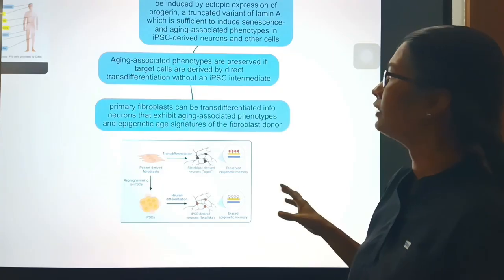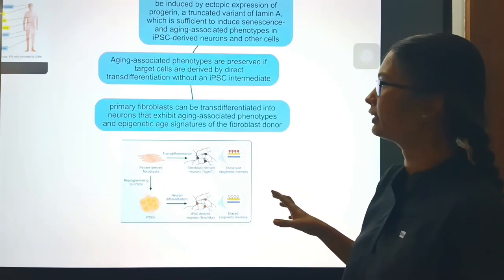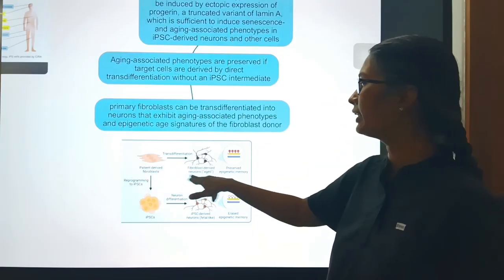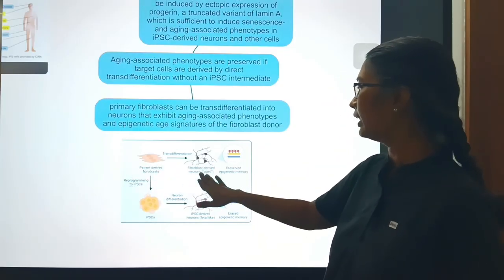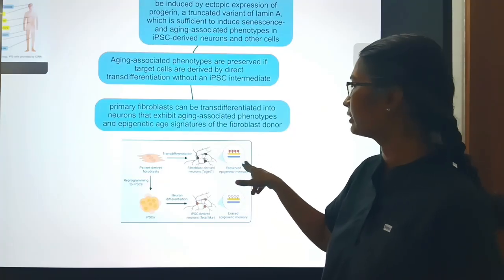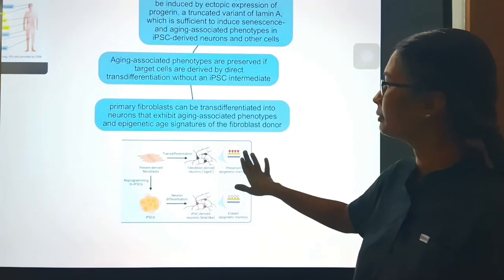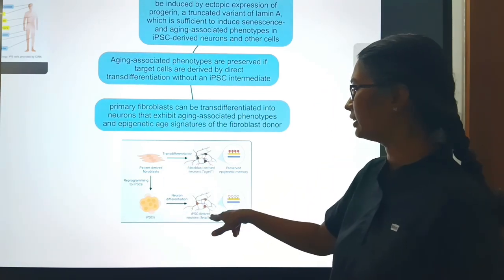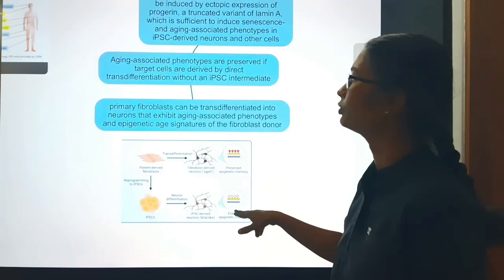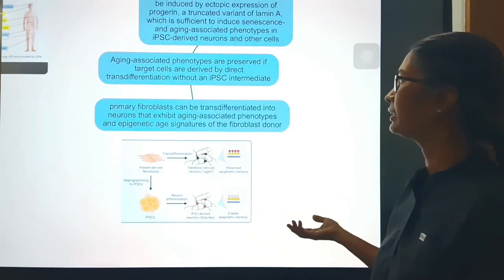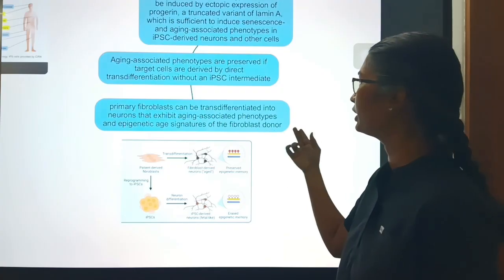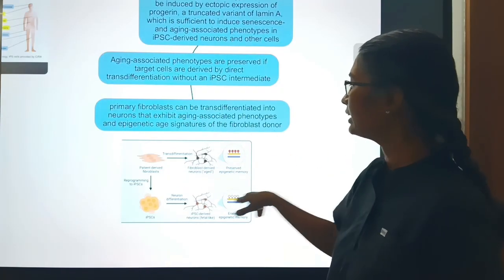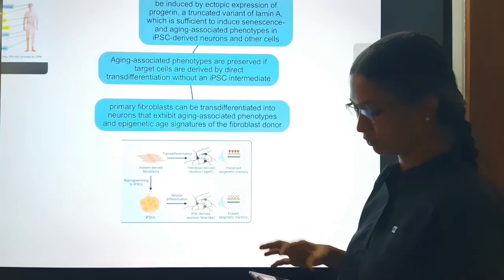Aging-associated phenotypes are preserved if target cells are derived directly from transdifferentiation without the iPSC technique. So when we take a fibroblast and directly transdifferentiate it into another lineage, the epigenetic factors are retained and the age-related phenotypes can be seen. But if we convert the fibroblast into iPSCs and then do the differentiation, the epigenetic memory is erased. So the primary fibroblast can be transdifferentiated into neurons that exhibit aging-associated phenotypes and epigenetic age signatures of the fibroblast donors. So this is how aging is either erased or kept for studying the phenotype.